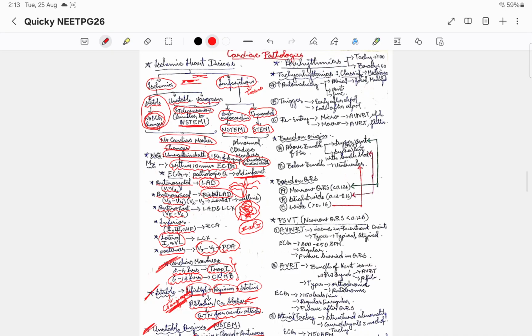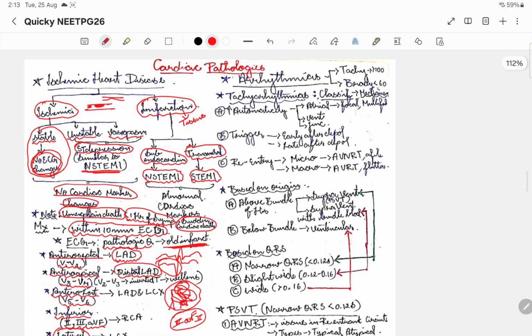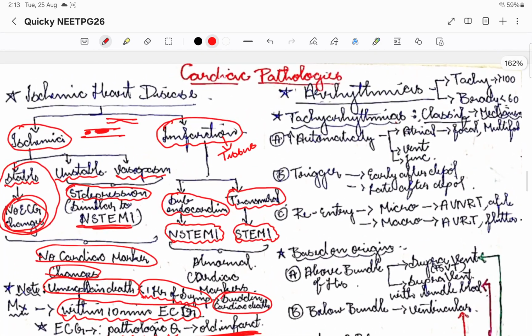You got to know, right? Once a patient comes to the clinic, this is all and everything that you do with respect to ischemic heart disease. So now, moving on further to the arrhythmias. Ischemic heart disease is done. Now we'll move on to arrhythmia.